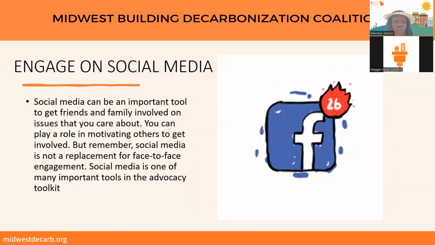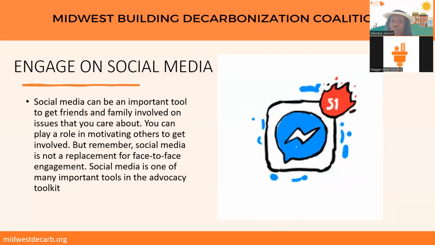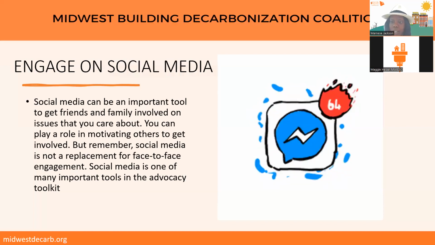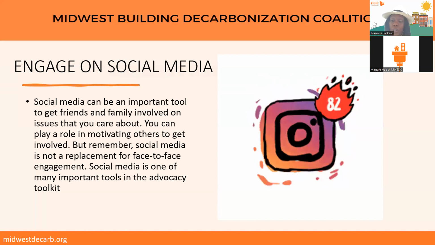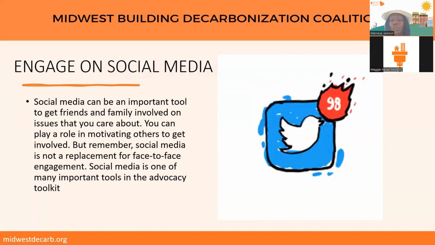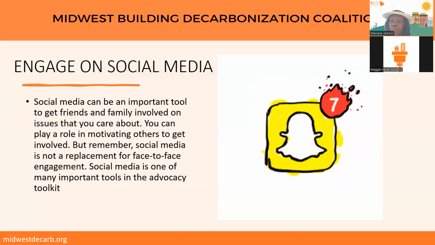So engaging on social media is very popular and is a very important tool to get friends and family involved on the issue that you care about, right? So choose the right platform. We have a lot, and each social media platform has its own strength. Instagram is great for sharing photos. Twitter is good for sharing short, to the point, personal thoughts. Choose the right platform to share your content or tailor your message to the strength of the platform you're trying to use.